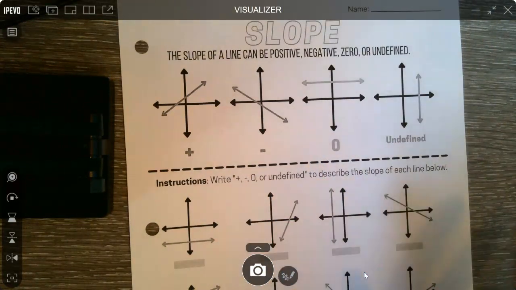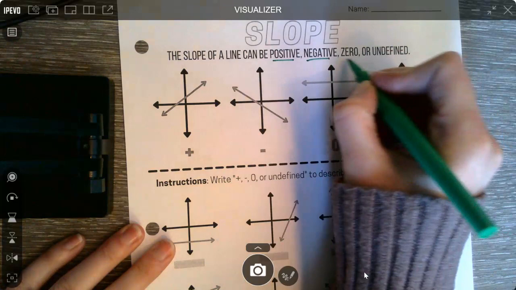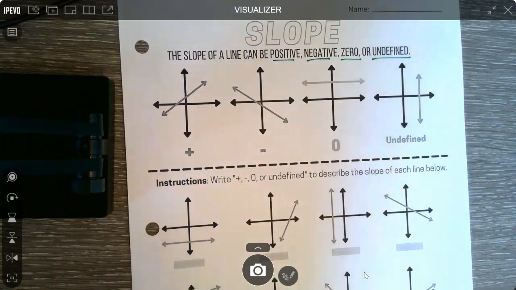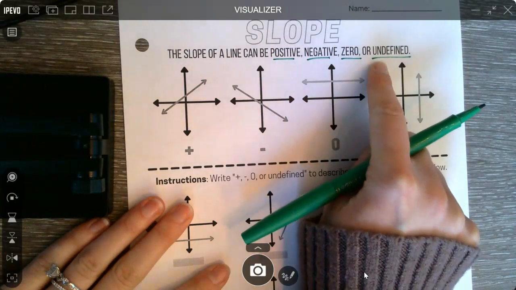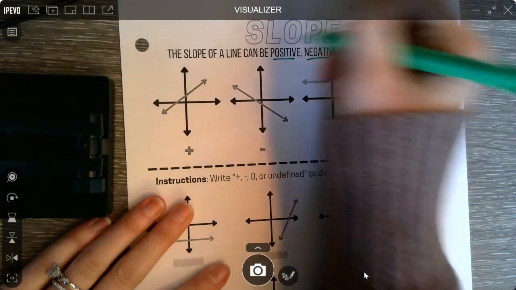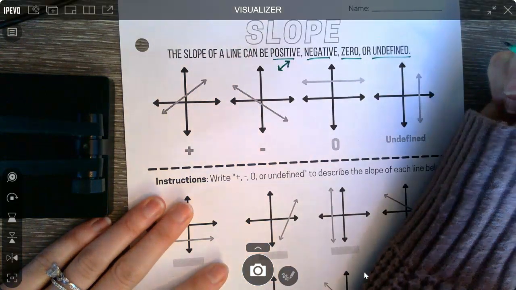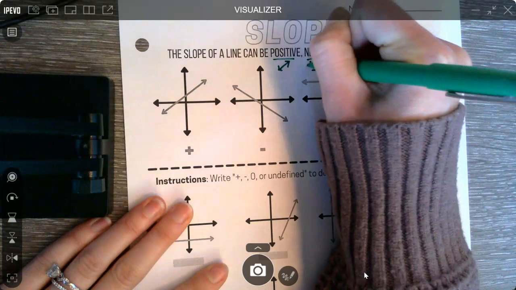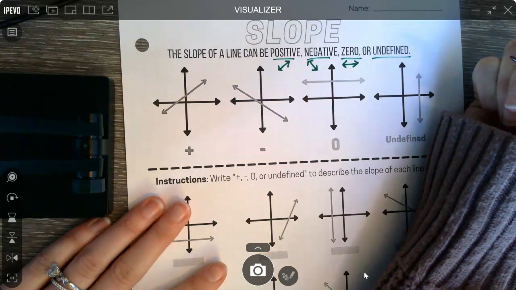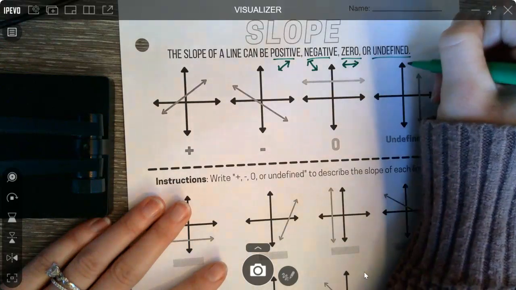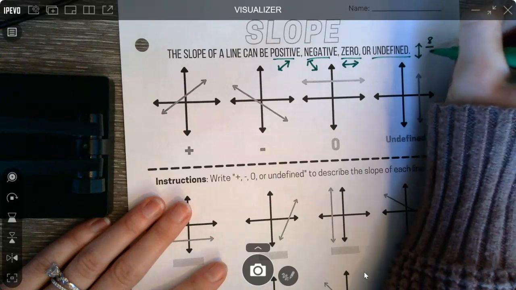Your job is to tell me, is the slope positive? Is it negative? Is it 0? Or is it undefined? So, yesterday we talked about positive, negative, 0. We didn't really talk about undefined, right? So positive, we know, goes like this. Negative goes like this. 0 goes like this. Remember, you flatline. RIP. Undefined is going to be like this. So that is anything over 0.